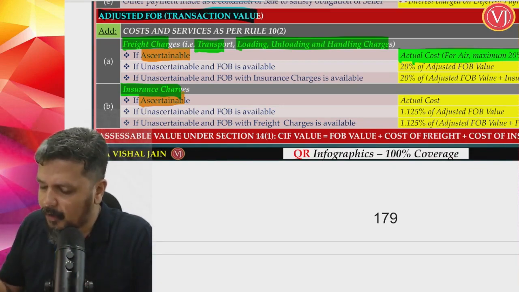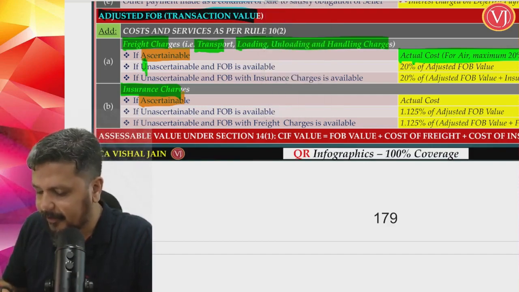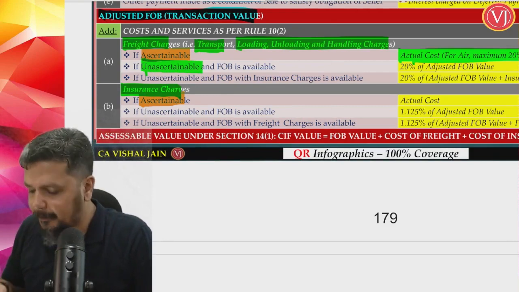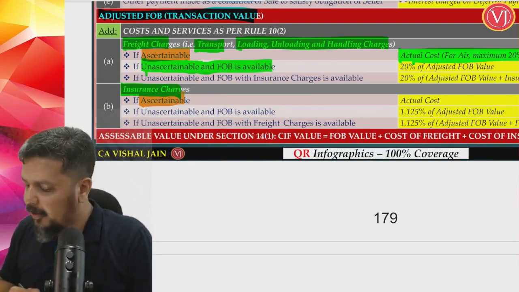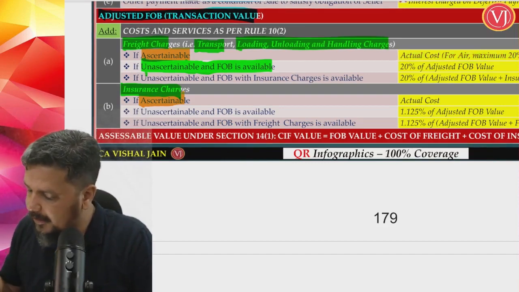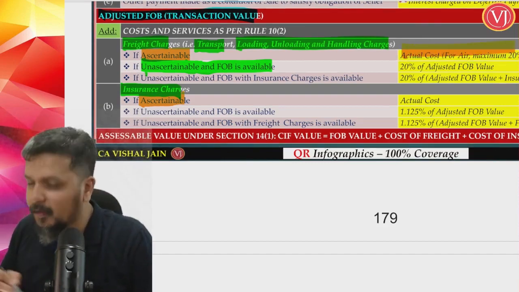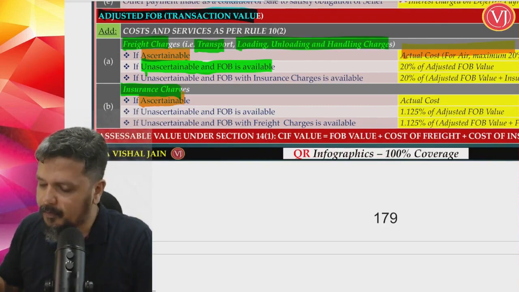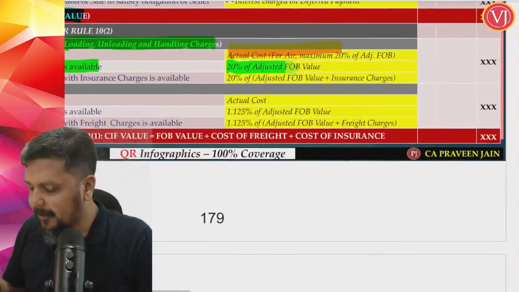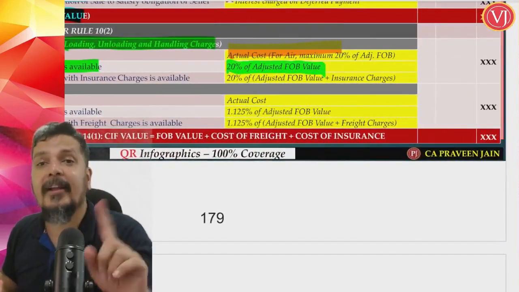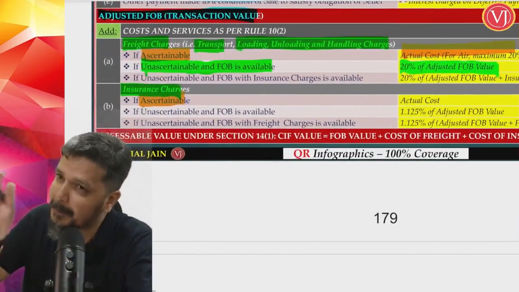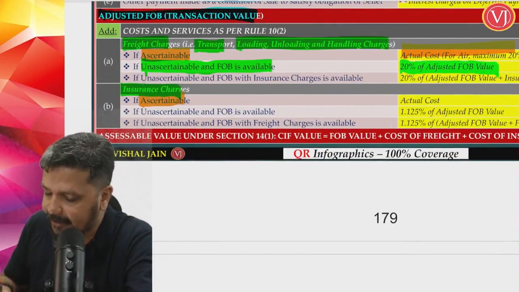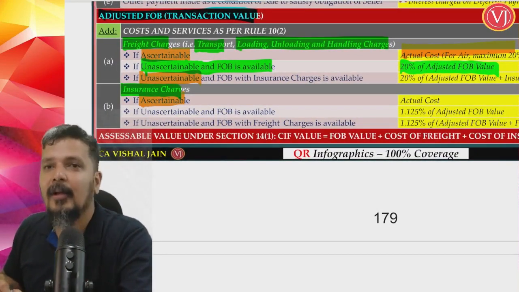But what if you are not aware of freight? Let us only take freight first. If you don't know the freight, but you know the adjusted FOB, what to do? Take 20% of the adjusted FOB, not FOB. FOB plus 10(1).